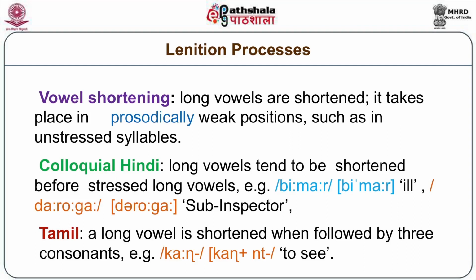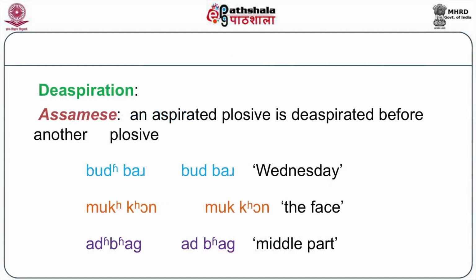Or words such as salana, which means yearly, is also heard as salana. Because la is stressed, so sa is shortened. So shortening typically is a lenition process. That is, it occurs in weaker syllables. Deaspiration involves the loss of aspiration in certain contexts. We have looked at this process in relation to the data in Assamese.